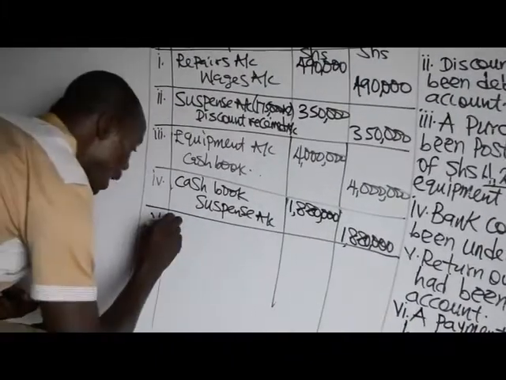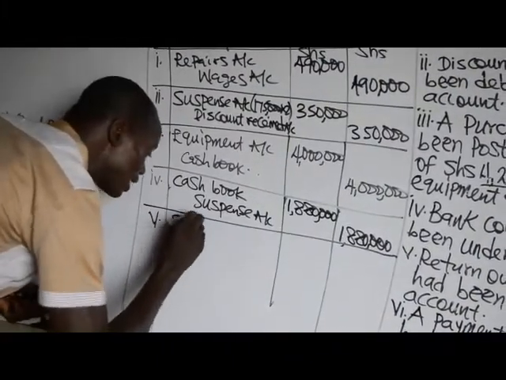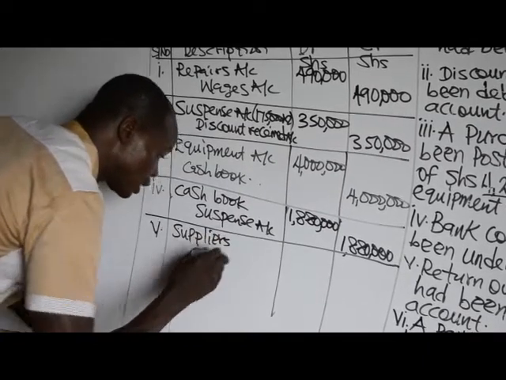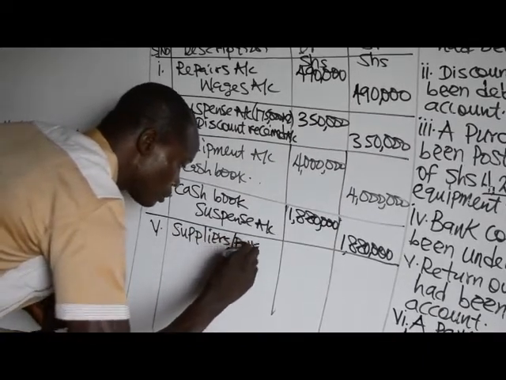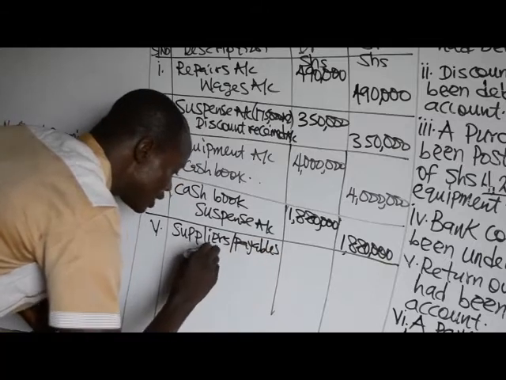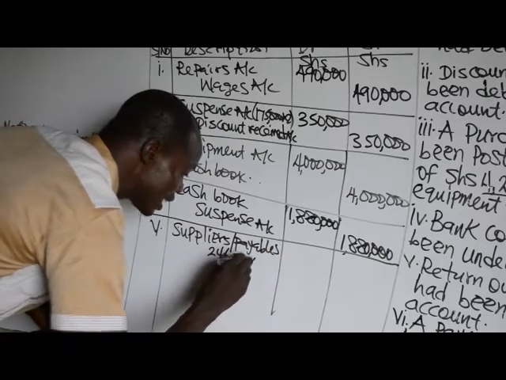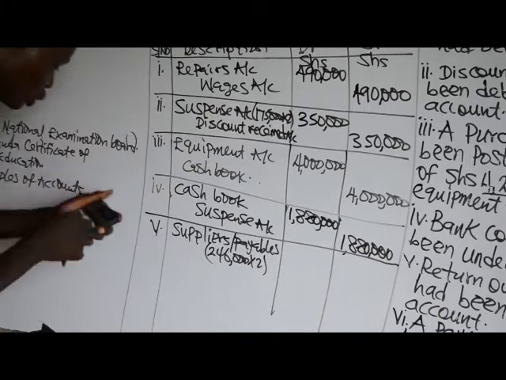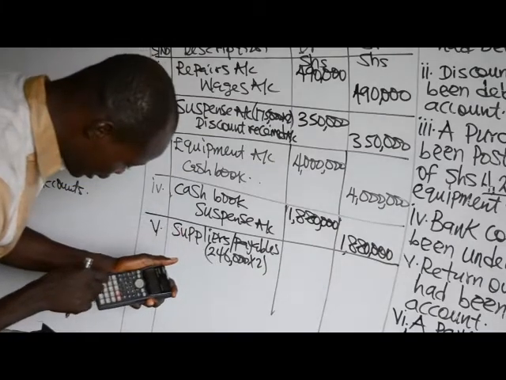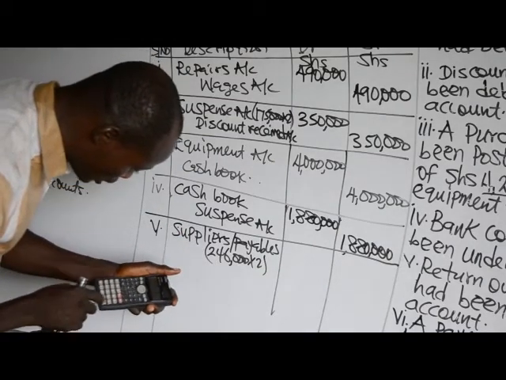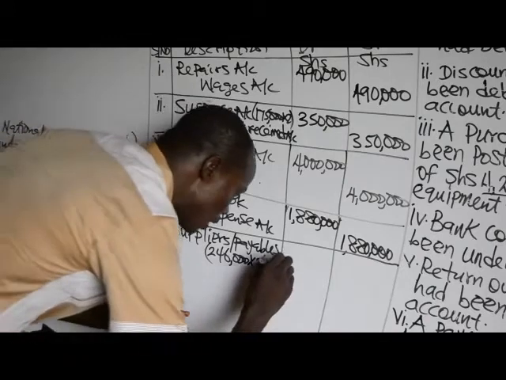So now let's have the supplier's account. Suppliers, that is the creditor's account or payables account. The amount involved is 246,000 shillings times 2. So 246,000 times 2, that will give us 492,000 shillings.